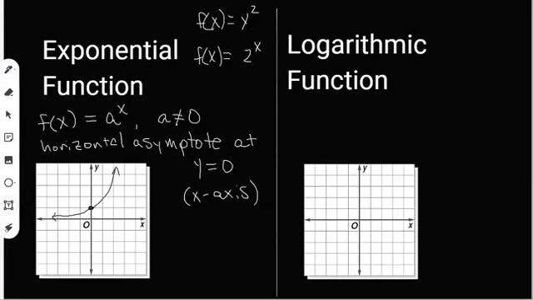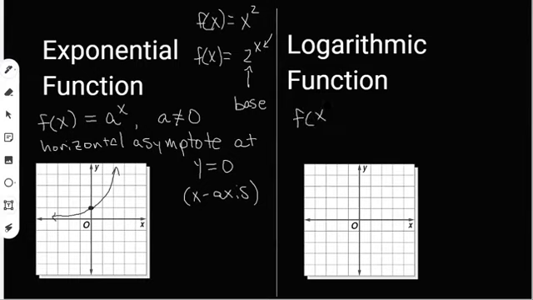In any other function, you would have x raised to a power, x raised to a certain number, the exponent. Whereas in the exponential function, the number is the base, and the exponent is the variable. So that's the difference between this function and any other function that you might see. And yes, it does have a horizontal asymptote, but not a vertical asymptote. That's for the logarithmic function, which we'll talk about now.